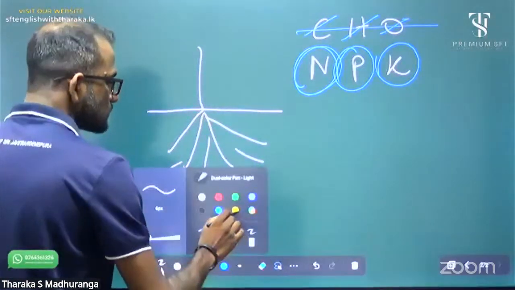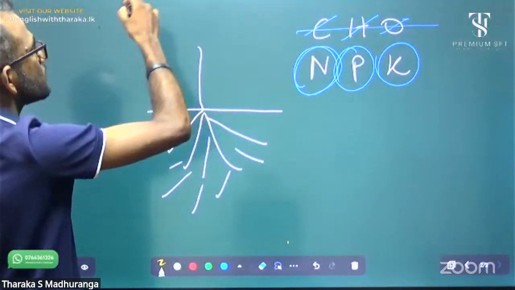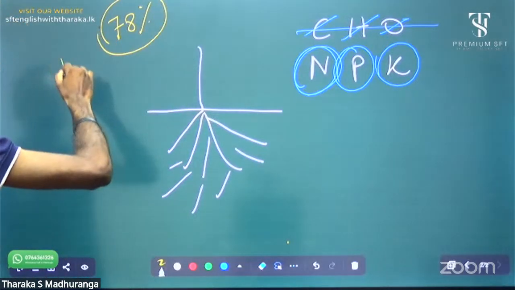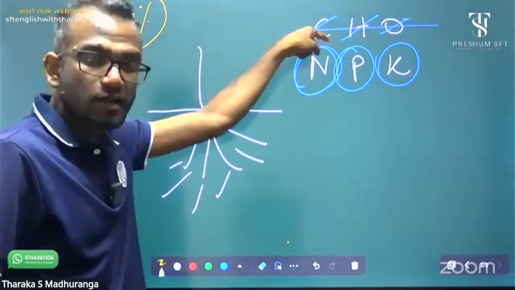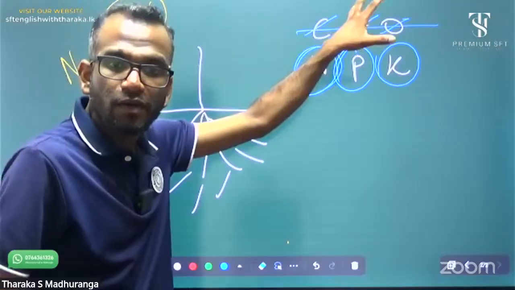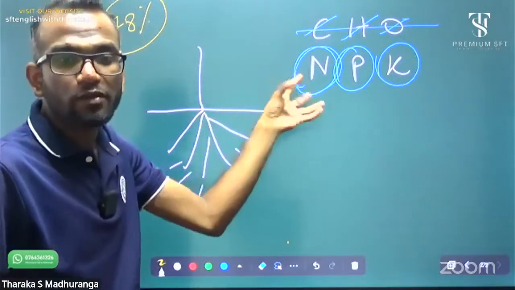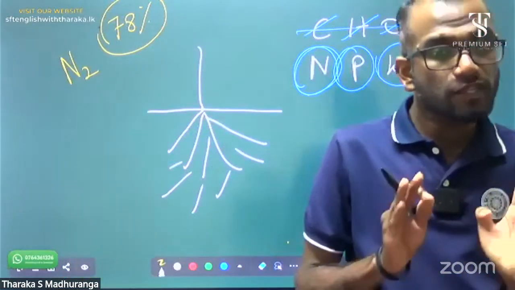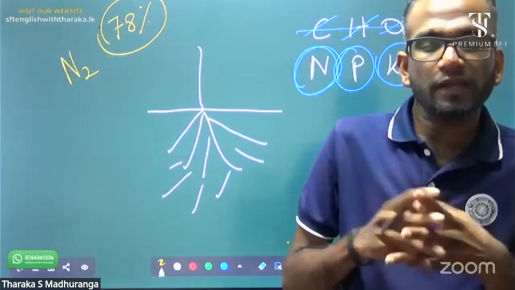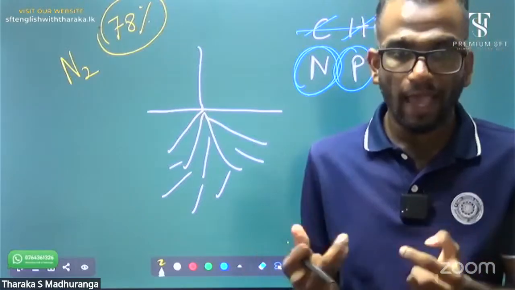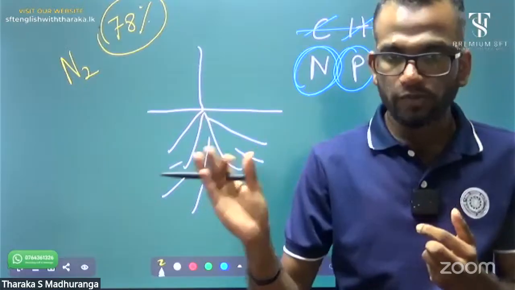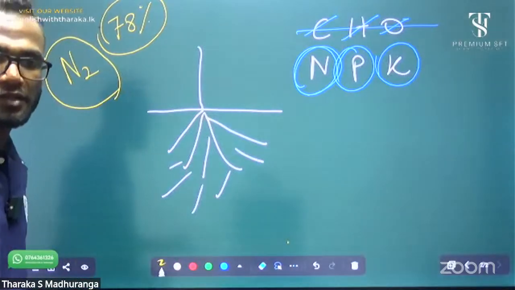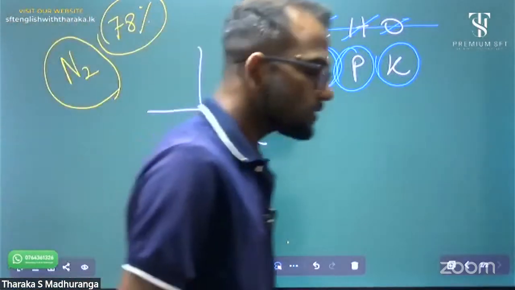Normally in our atmosphere there is a large percentage, 78%, of nitrogen gas, but like carbon dioxide, nitrogen cannot be absorbed as nitrogen gas. Right? Plants cannot absorb nitrogen as nitrogen gas. Carbon dioxide is absorbed for the photosynthesis process, but nitrogen is not absorbed as nitrogen gas.